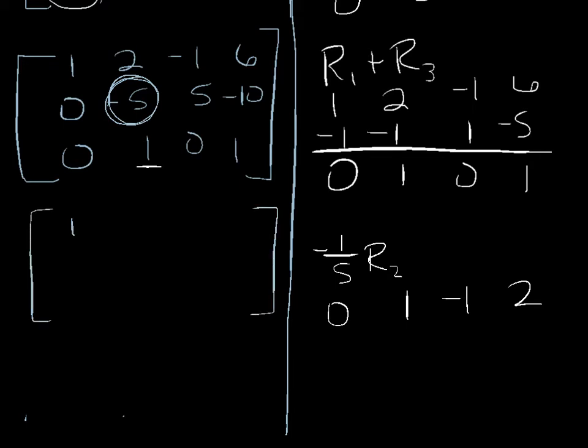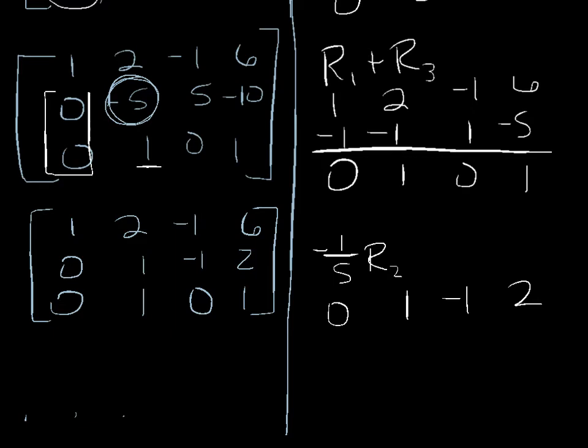So I have 1, 2, negative 1, 6, 0, 1, negative 1, and 2, and 0, 1, 0, 1. Now, just like I did earlier, I eliminated and got zeros underneath that 1. I'm going to do the same thing here with this entry, with that 1. I'm going to now use my second row, though, to eliminate that.